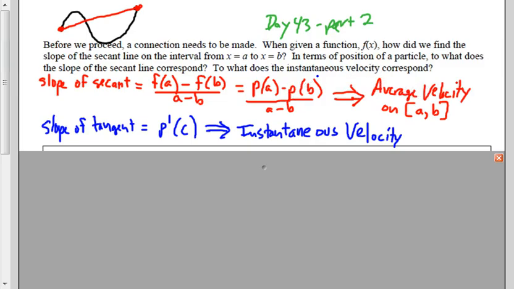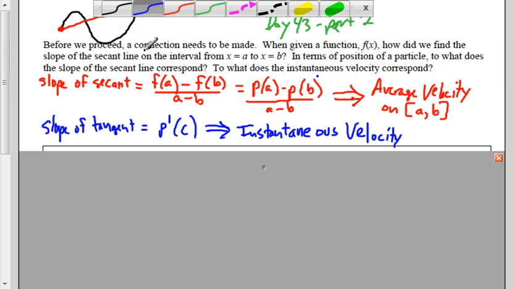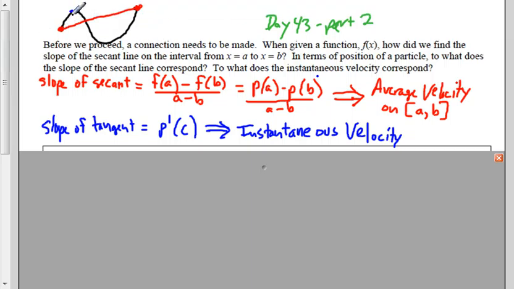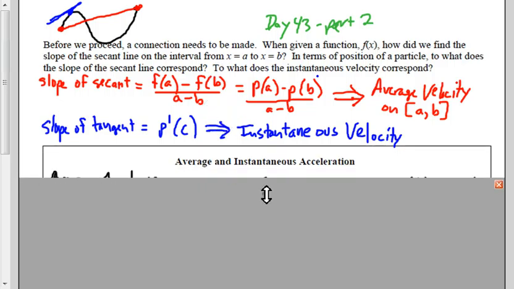Now, the slope of the tangent line at any point, doesn't matter where I am. So if I make my point up here, the slope of the tangent line right there is the derivative of this function at point c. And that's known as the instantaneous velocity. So the derivative is the instantaneous velocity. The slope of the secant line is the average velocity. Now let's get into average and instantaneous acceleration.